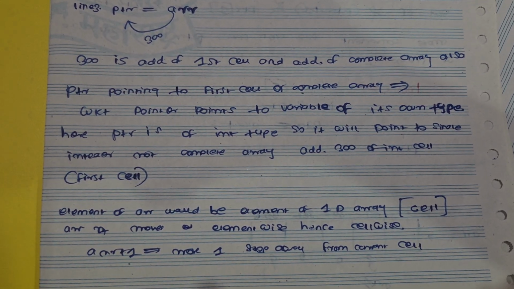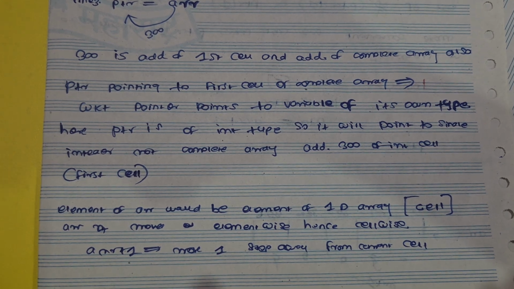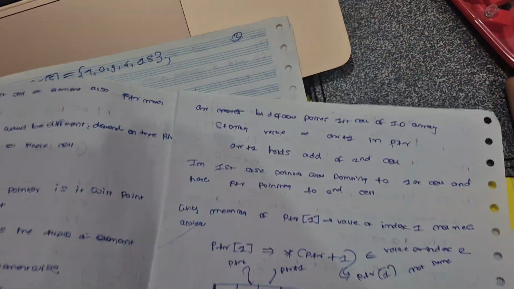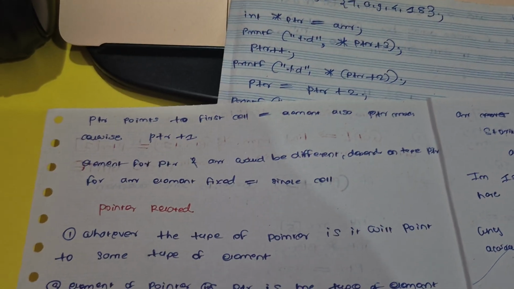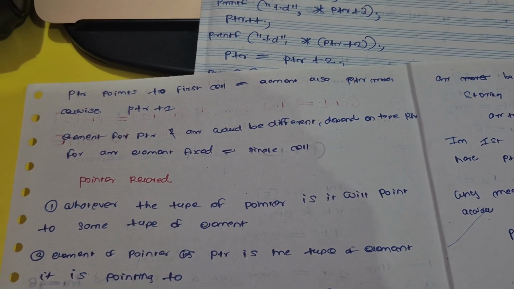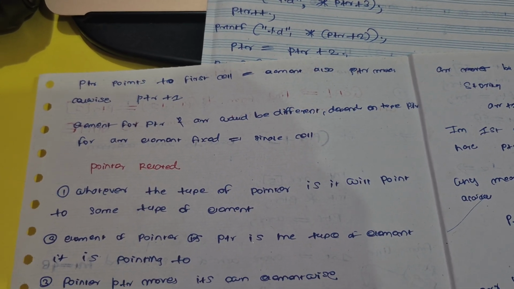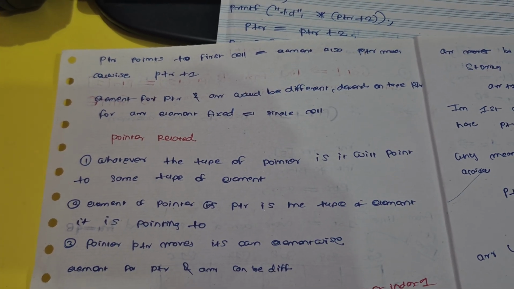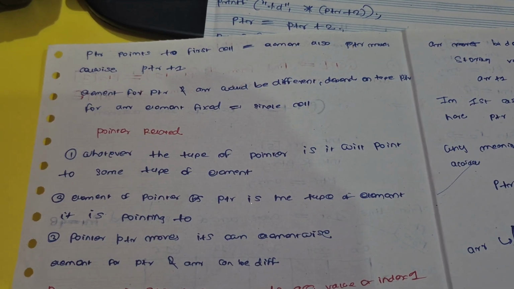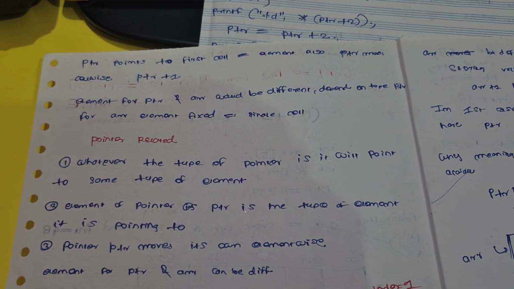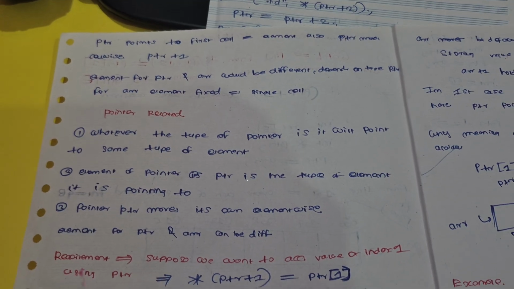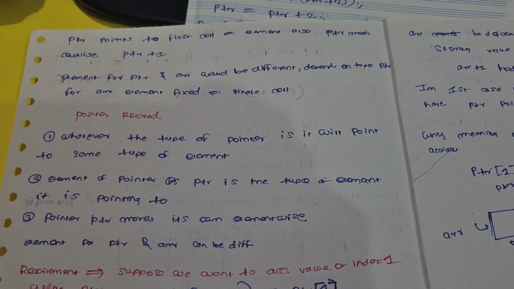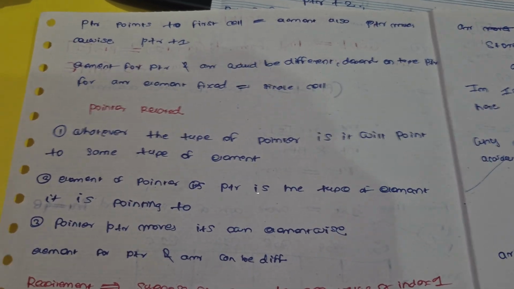Array moves element-wise, hence cell-wise. Array plus 1 moves one step away from the current cell. So after this, the pointer points to the first cell element, and the pointer also moves cell-wise: pointer plus 1, like array plus 1. The element for the pointer and the array would be different depending on the type of the pointer. For the array, the element is a fixed single cell. So the element for both the array and the pointer can be different, not the same. In this case, it's the same, that is, a cell.